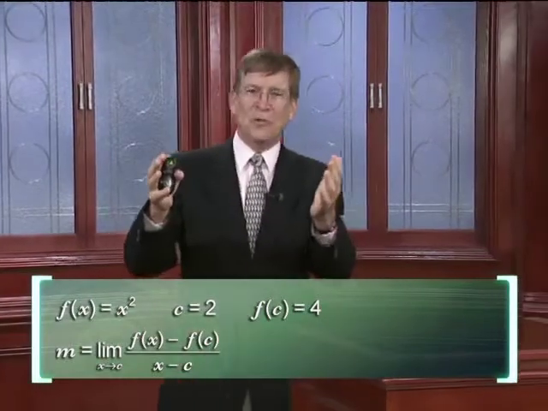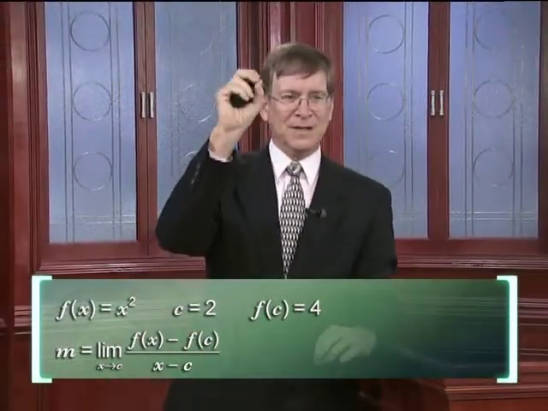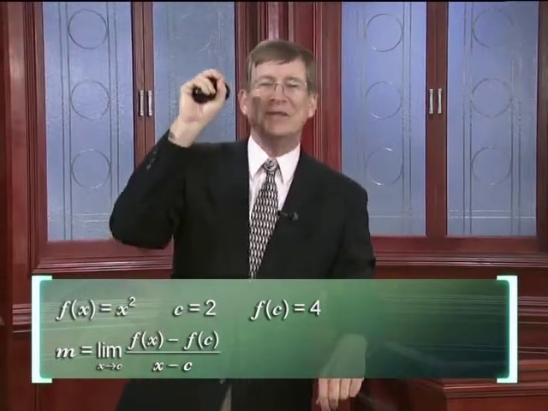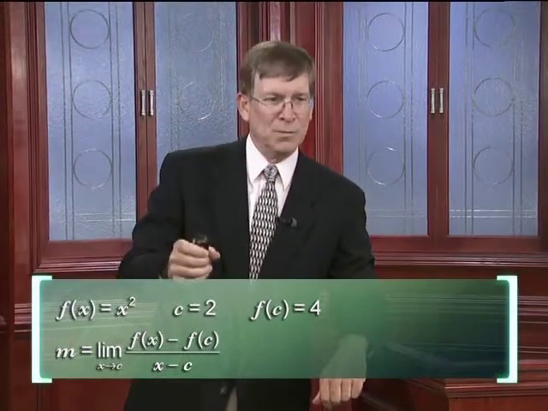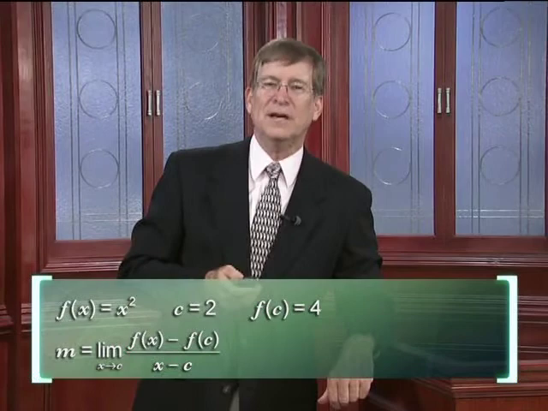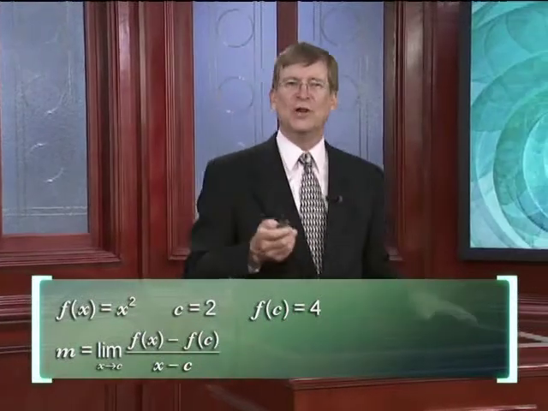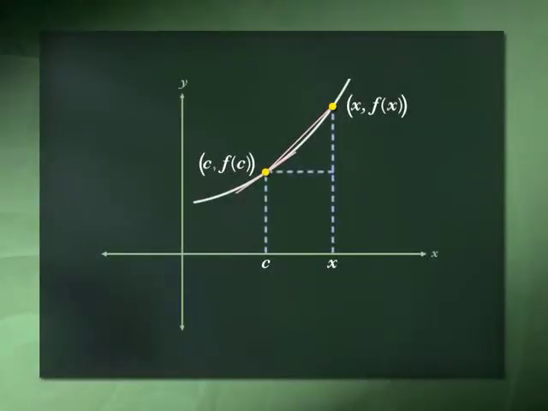And lo and behold, this notation that I just showed you, limit x approaches c, f of x minus f of c over x minus c, that is the definition of the slope of the tangent line to a curve at the point c. Great. So now we have the definition of slope to a curve. Here's a picture of what I just talked about. Notice that we have the point c, f of c, and we want the slope at that point. The neighboring point is x, f of x, and then we formed the difference quotient, change in y's over change in x's, and that gave us our definition.